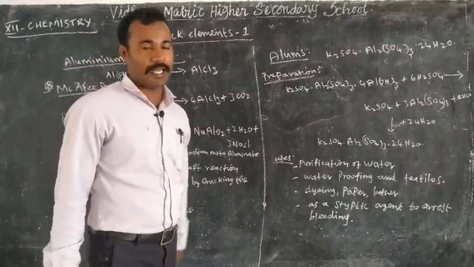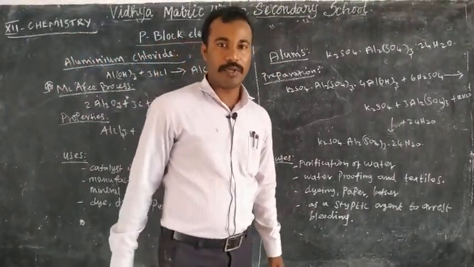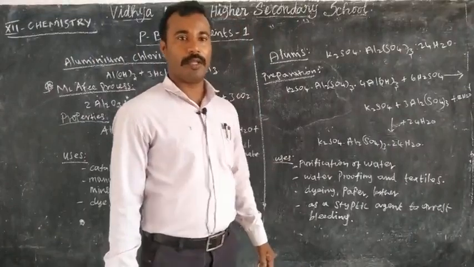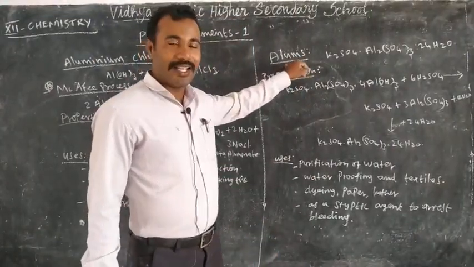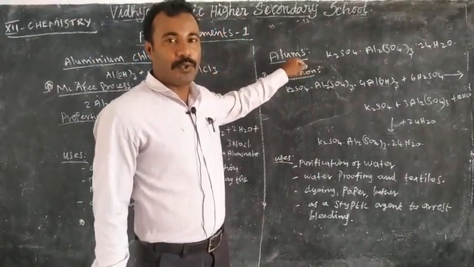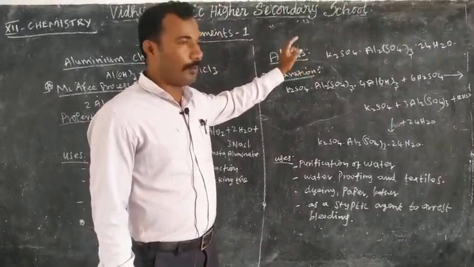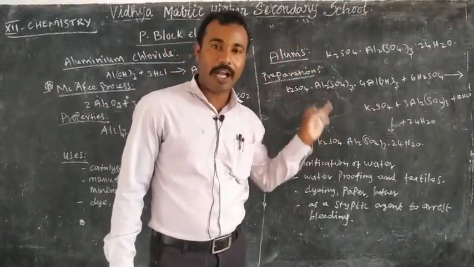The next one, alums. படிகாரம் அப்படின்னு சொல்லுவாங்க, படிகாரக்கல் அப்படின்னு கேள்விப்பட்டிருப்பாங்கல்ல, படிகாரம். Okay, so here alums means a mixture of two compounds, that is potassium sulfate and aluminum sulfate.